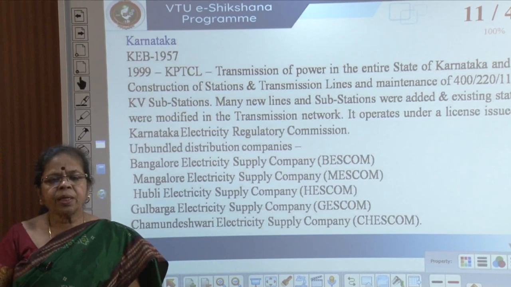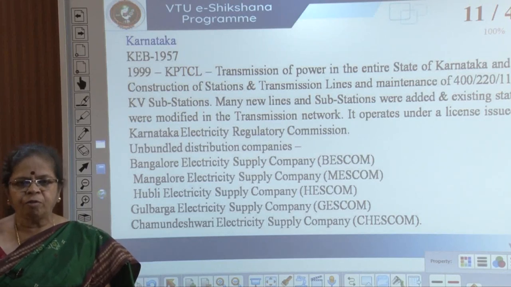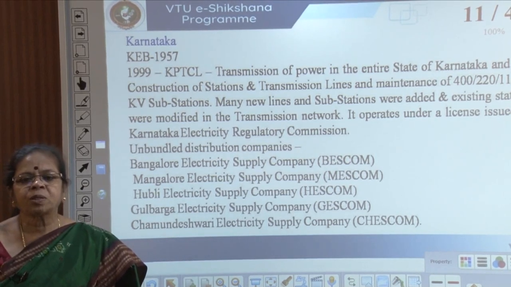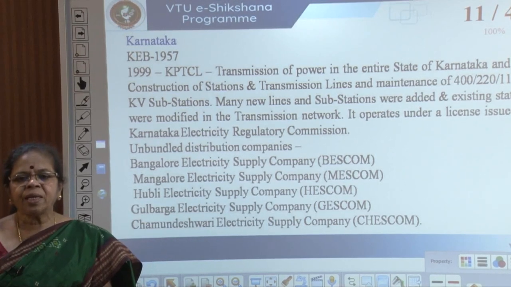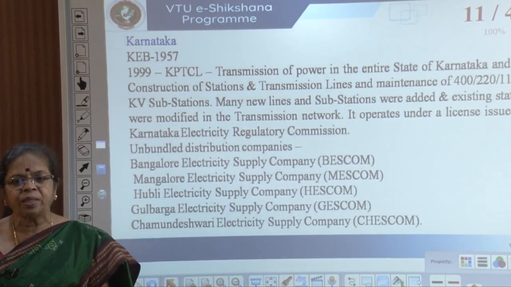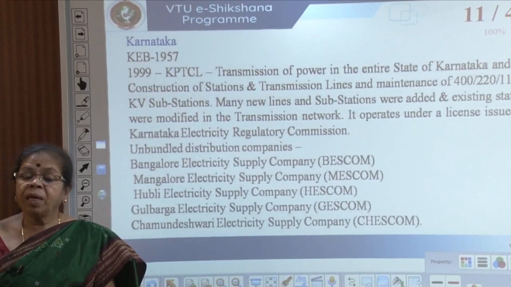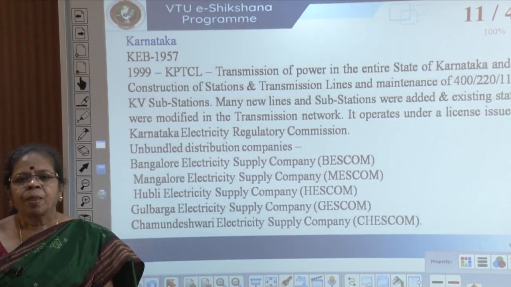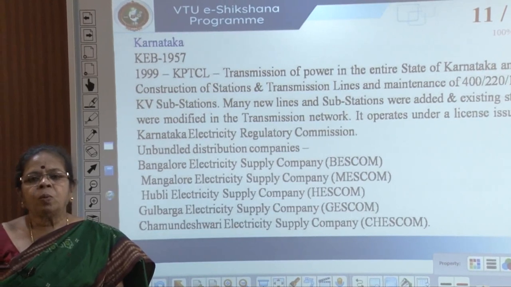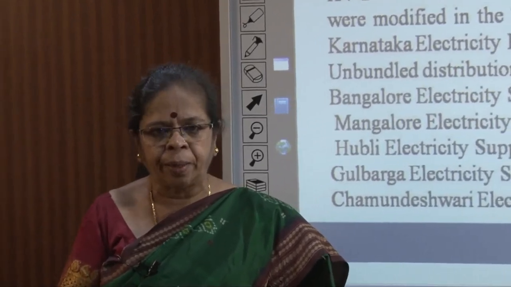So in Karnataka, just a brief history. The KEB, Karnataka Electricity Board, was formed in 1957. And in 1999, we had the KPTCL, which was responsible for the transmission of power in the entire state of Karnataka, and also for the construction of stations, substations, transmission lines, and maintenance of 400, 200, 110, and 66 kV substations. So many new lines and substations were added, and existing substations were modified in the transmission network. The transmission companies normally operate with a license from the regulatory commission of the particular state.